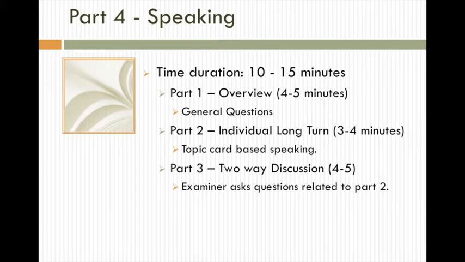In the second component, which is also referred to as the individual long turn, you're given a topic card and then you're given 1 minute to prepare a sort of speech or monologue on the topic, and then you'll have to speak on it. The third part, lasting for 4 to 5 minutes, involves the examiner asking you questions regarding your previous part.